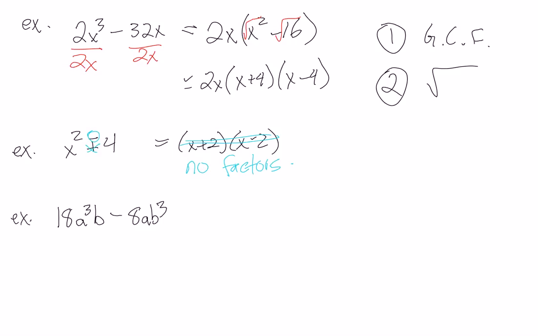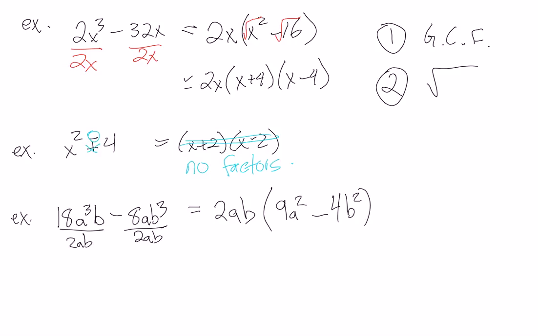So you always want to do your GCF first. So can we take out a greatest common factor? We can take out a 2. We can take out an a. And we can take out a b. So when you divide those by 2ab, you see we get a 9a squared left over on the first one. Divide by 2ab there. We get a 4b squared with the second one.